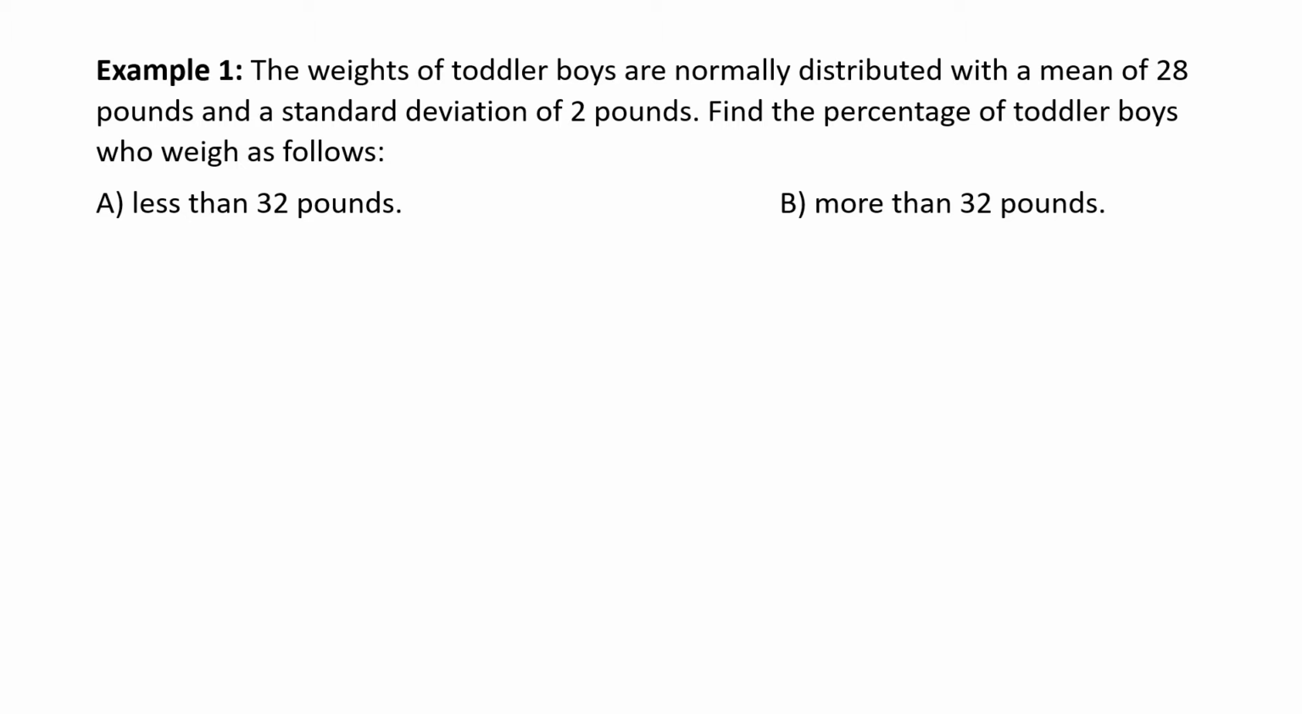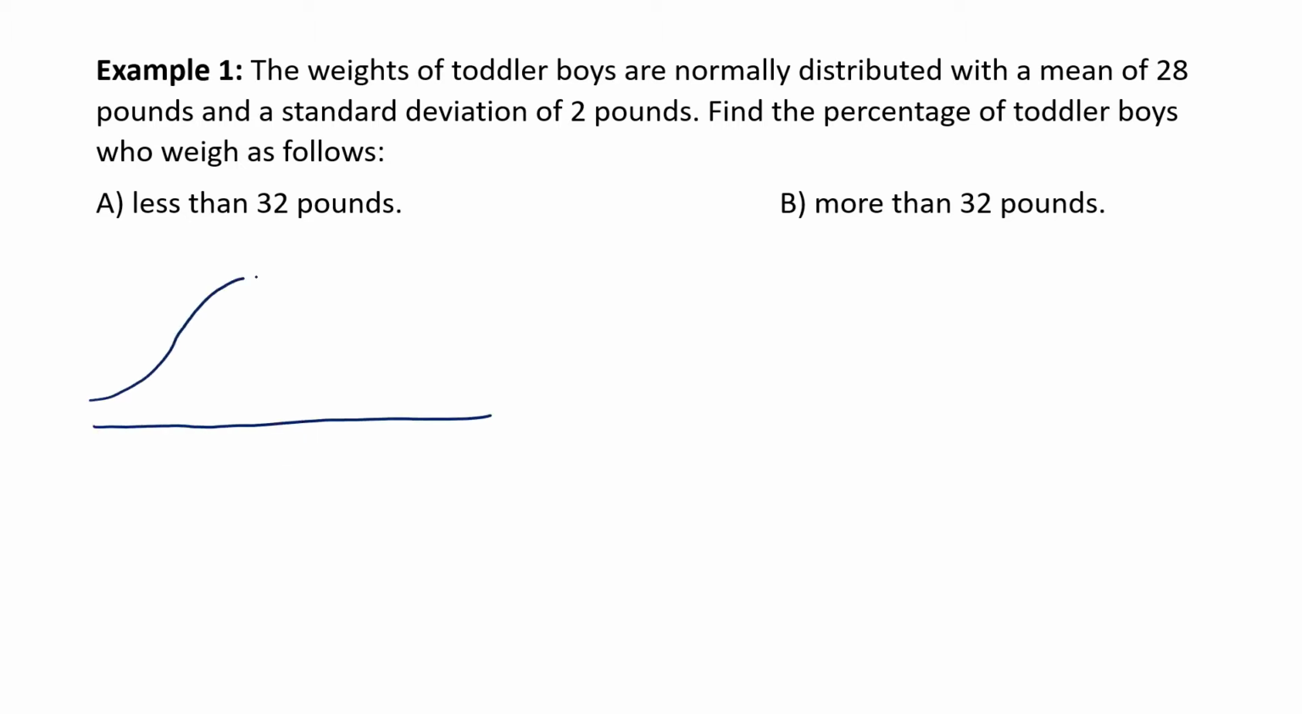Example: the weights of toddler boys are normally distributed with a mean of 28 pounds and a standard deviation of 2 pounds. Find the percentage of toddler boys who weigh as follows. Part A, less than 32 pounds. To solve problems that involve the normal distribution, we typically begin by drawing the normal distribution.